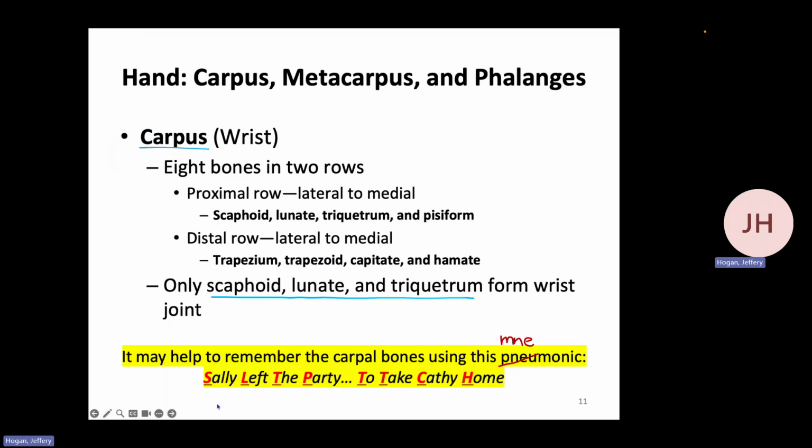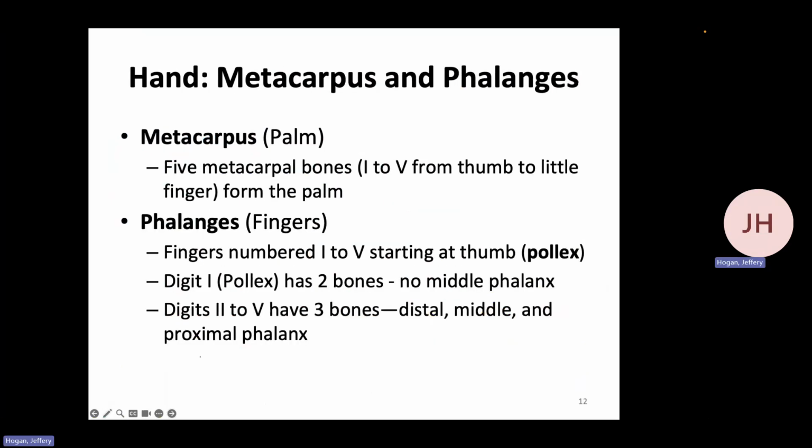All right. So again, the first four are the proximal row, lateral to medial, and then the next four are going to be the distal row. Scaphoid, lunate, triquetrum, pisiform. Some lovers try positions that they can't handle. Trapezium under the thumb, trapezoid, capitate, and hamate. We'll take a look at what that looks like again, and we'll say it all over again.